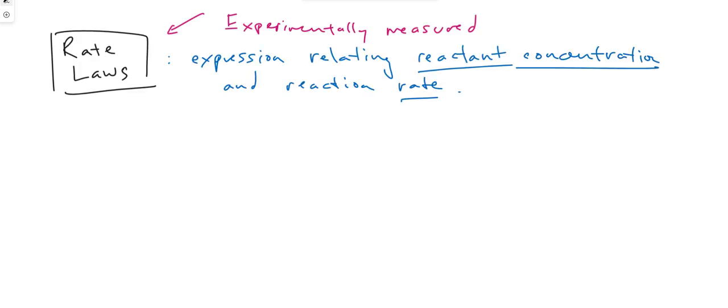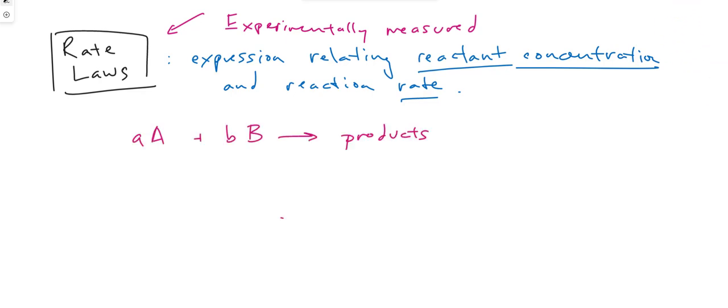Rate laws are really useful expressions that relate the concentration of a reactant to the actual reaction rate. So it's just an algebraic expression. We sometimes call these differential rate laws. And there's actually no fundamental way to derive them. They are experimentally derived. That means we need experimental data to understand what the actual rate law, or the relationship between concentration and rate, is for a particular reaction.